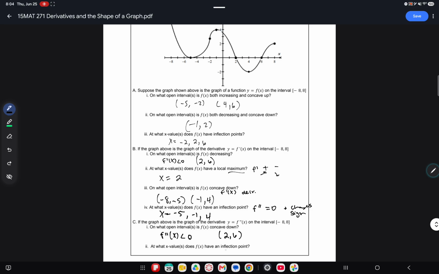And then what values of x do we have an inflection point? So this is where the second derivative is equal to 0 and changes sign. So we're changing here and here. This would be equal to 0, but it doesn't change sign. So we have inflection points at 2 and 6.